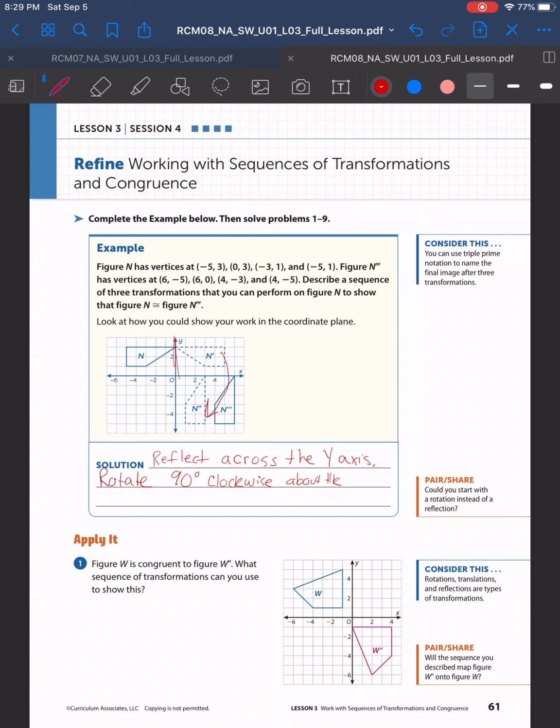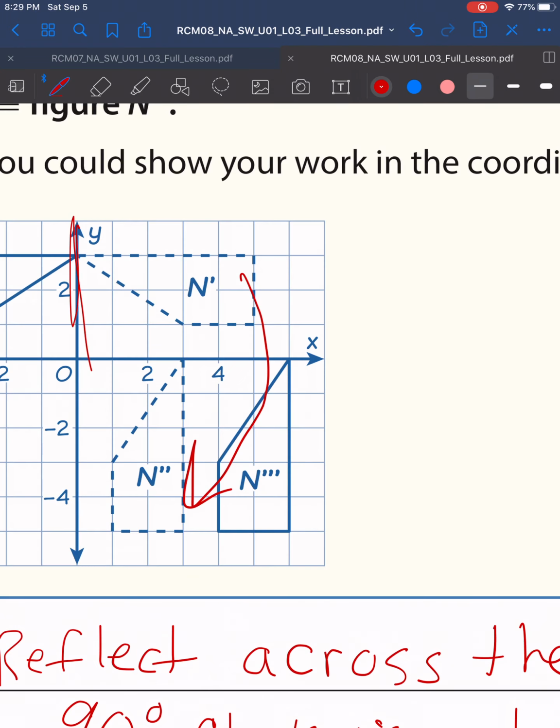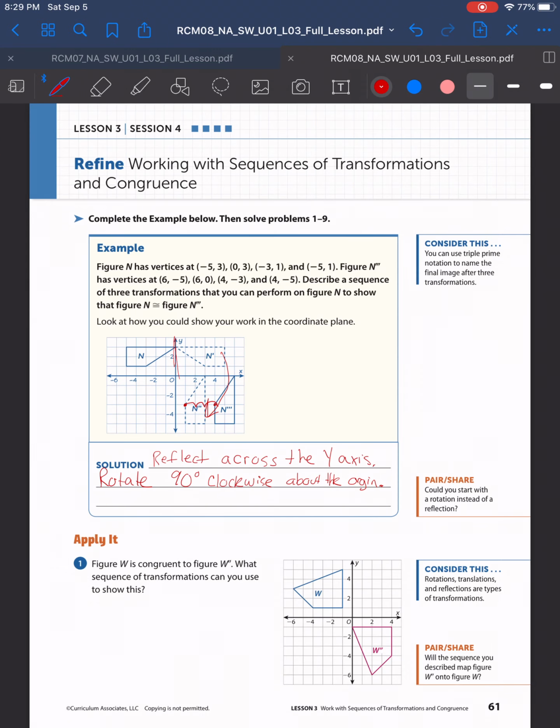When I say about the origin, what that means is the origin was the center of rotation. Okay, and then how did I get from N double prime to N triple prime? It looks like it moved over, let me go from here to here. 1, 2, 3. So 3 units to the right.